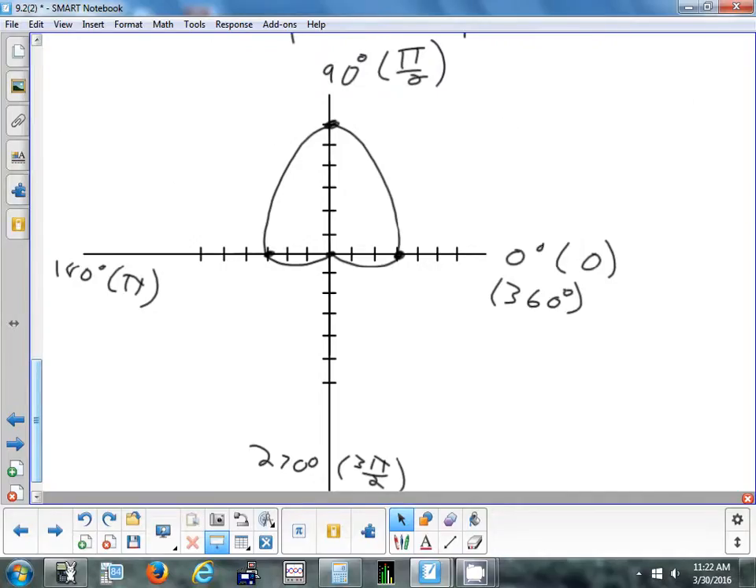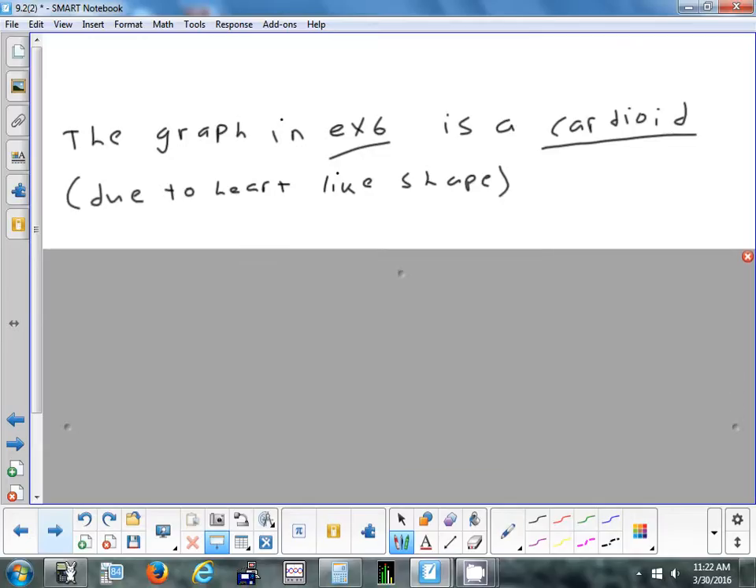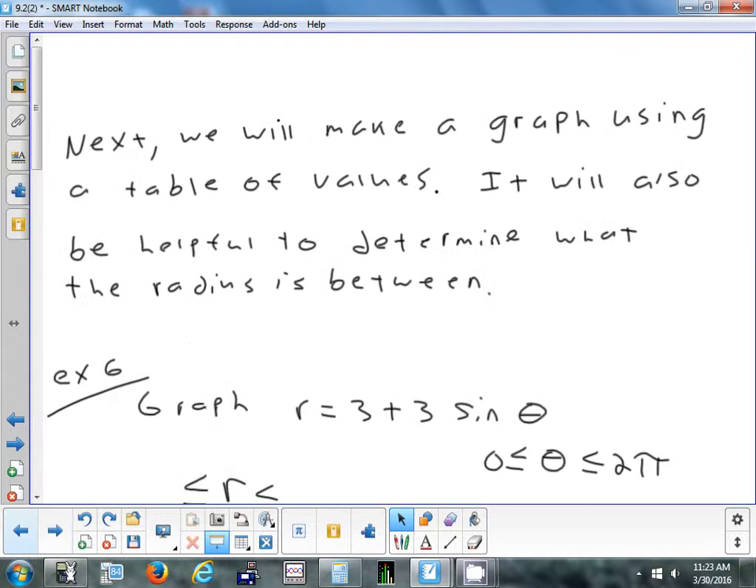So that shape is called a cardioid, and it's called a cardioid because it looks kind of like a heart. Let's sketch it on the calculator and see what it looks like there.